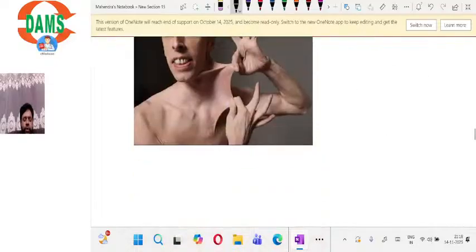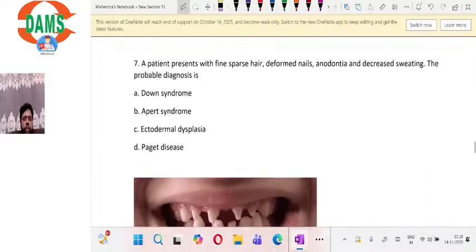Okay, let us move to the next question here. A patient presents with fine, sparse hair, deformed nails, anodontia, and decreased sweating. What is the probable diagnosis? This is the first topic we discussed in skin diseases, that is ectodermal dysplasia. We have discussed that ectodermal dysplasia is a condition in which all ectodermal structures, skin, hair, nails, teeth, are affected. So here the patient will have very sparse, very fine hair.